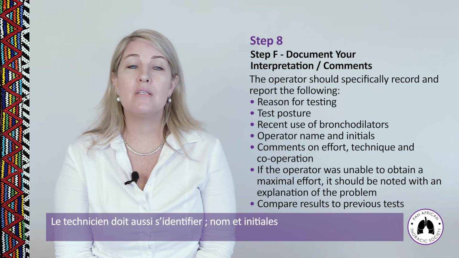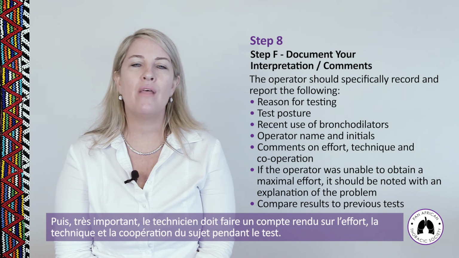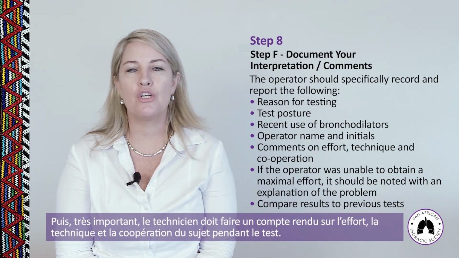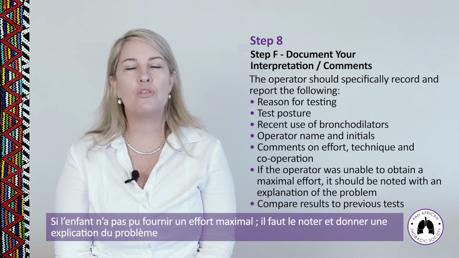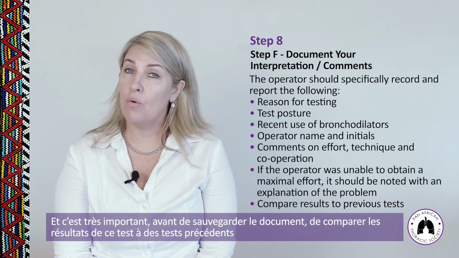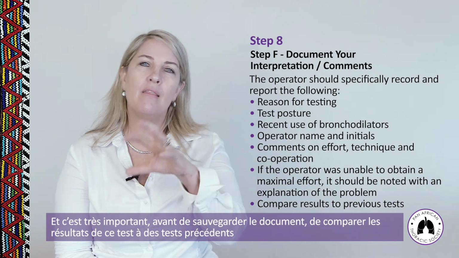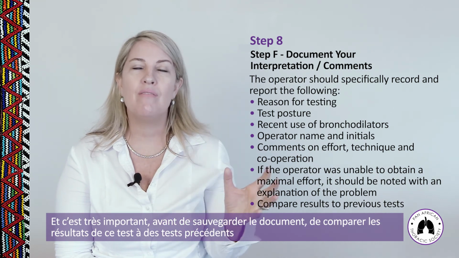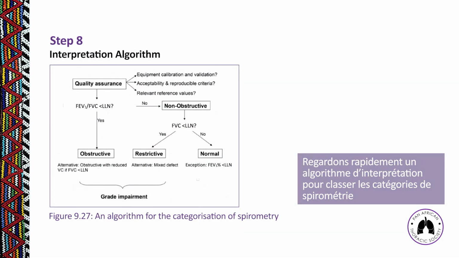Make sure that people know who the technician was. Write down your name or initials. And then most importantly, comment on the effort, technique, and cooperation that the patient gave during the test. If the child was unable to perform a maximal effort, then this should be noted with an explanation as to the problem. Then what you have to do very importantly before you file this test away is that you have to compare this overall test result against previous test results. Let's quickly look at an interpretation algorithm for the categorization of spirometry.